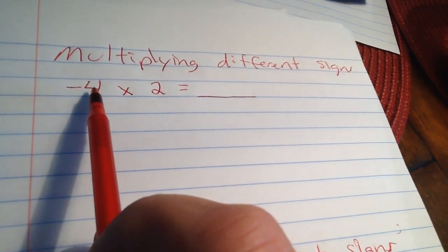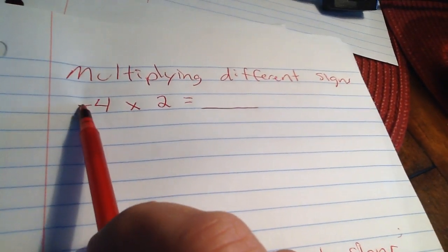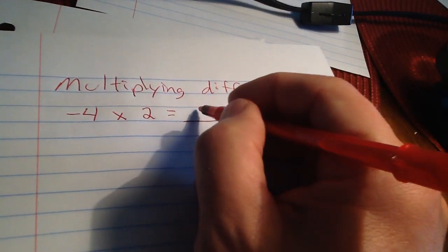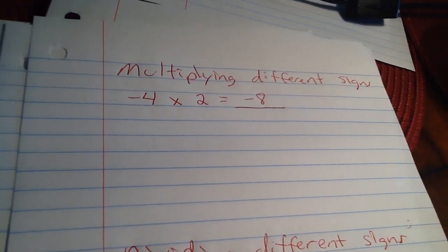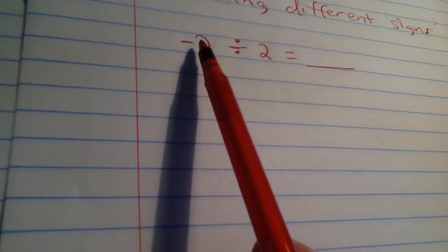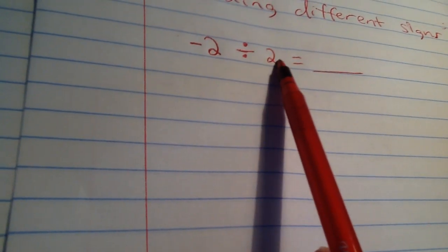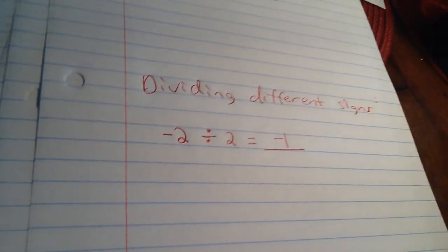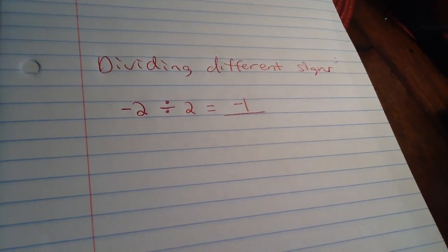Alright, now we go back into multiplying numbers with different signs. Opposite signs, a negative and a positive. A positive times a negative is a negative. So that's going to be negative 8. Dividing with different signs. It's a negative divided by a positive. It's also going to be a negative. It's negative 1. And like I said, I can get into those rules later if you need me to.